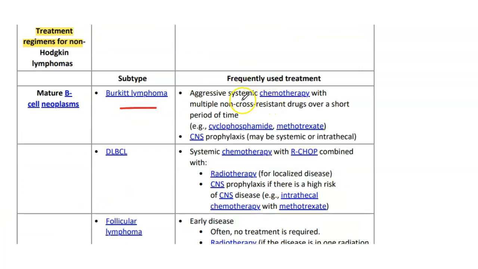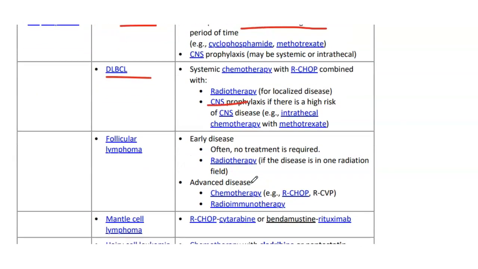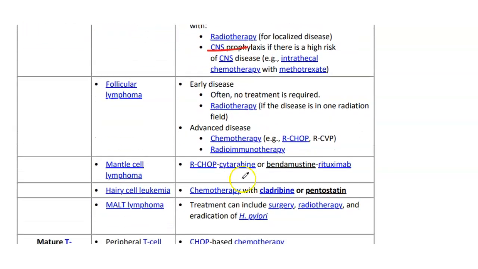For Burkitt lymphoma, systemic aggressive chemotherapy with non-cross-resistant drugs for a short period of time. For diffuse large B-cell lymphoma, systemic chemo with R-CHOP, combined with radiotherapy, and CNS prophylaxis is given. Follicular lymphoma: often no treatment is required. Mantle cell lymphoma: R-CHOP, cytarabine or bendamustine, rituximab. Hairy cell leukemia: cladribine or pentostatin.